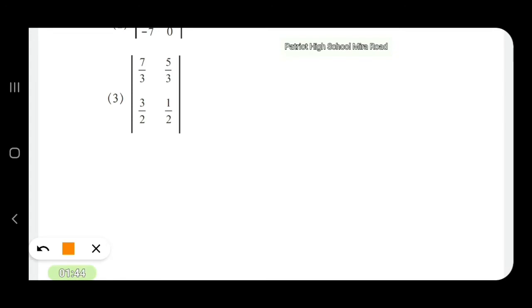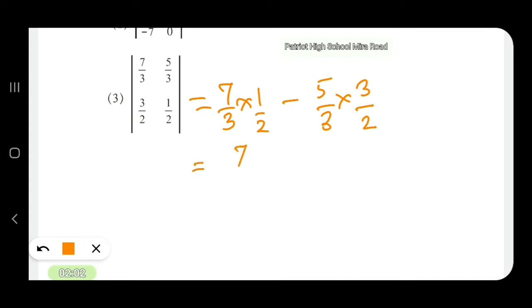The third one, this is equal to 7 upon 3 multiplied by 1 upon 2 minus 5 upon 3 multiplied by 3 upon 2. This will be 7 upon 6 minus 15 upon 6. The difference between the numerators is 8. So it will carry the sign of the bigger number, which is 15. So it will be minus 8 upon 6. Simplifying it further, we have minus 4 upon 3 as the answer.